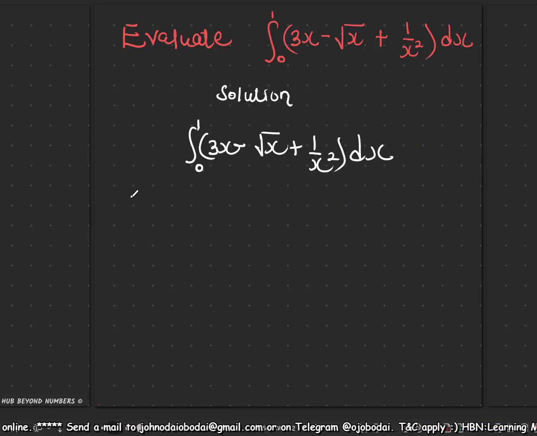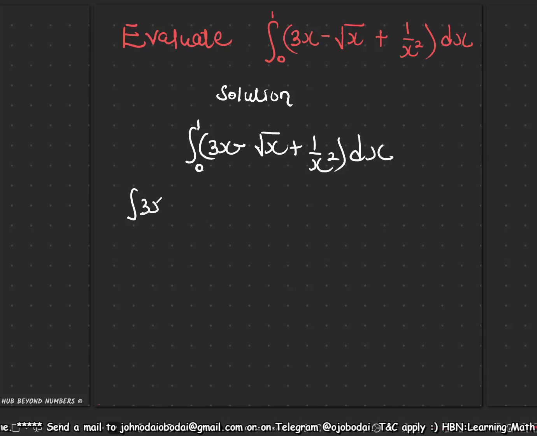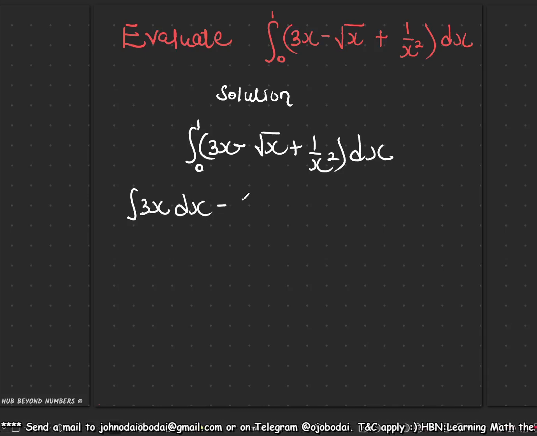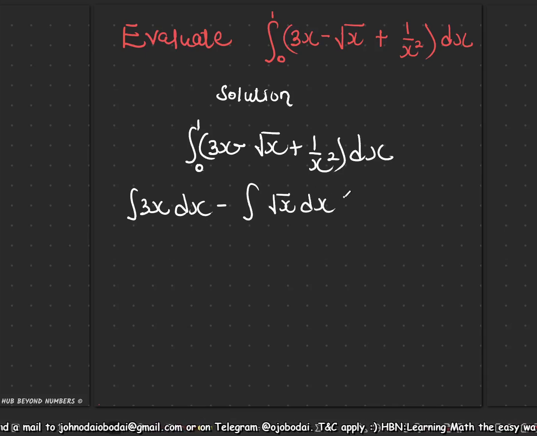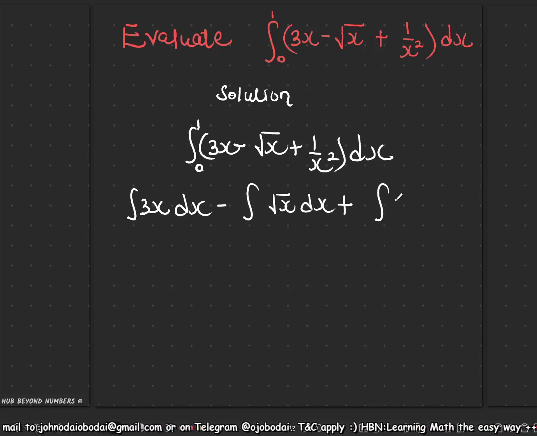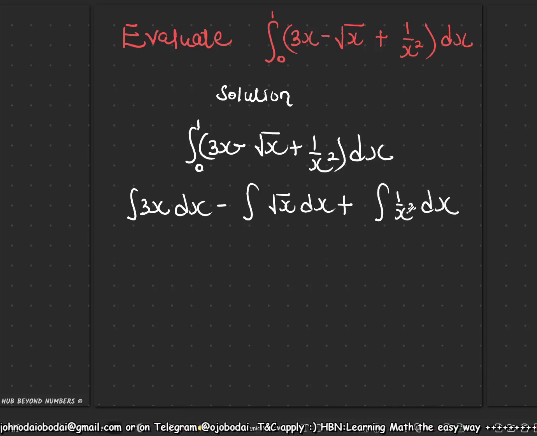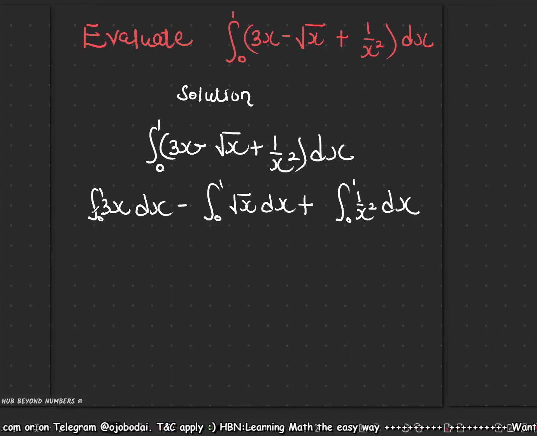So that it now becomes the integral of 3x dx minus the integral of square root of x dx, then plus the integral of 1 over x squared dx, taking into consideration your limits. Your upper limit being 1 and then your lower limit being 0. So for this here, we want to integrate 3x, right?